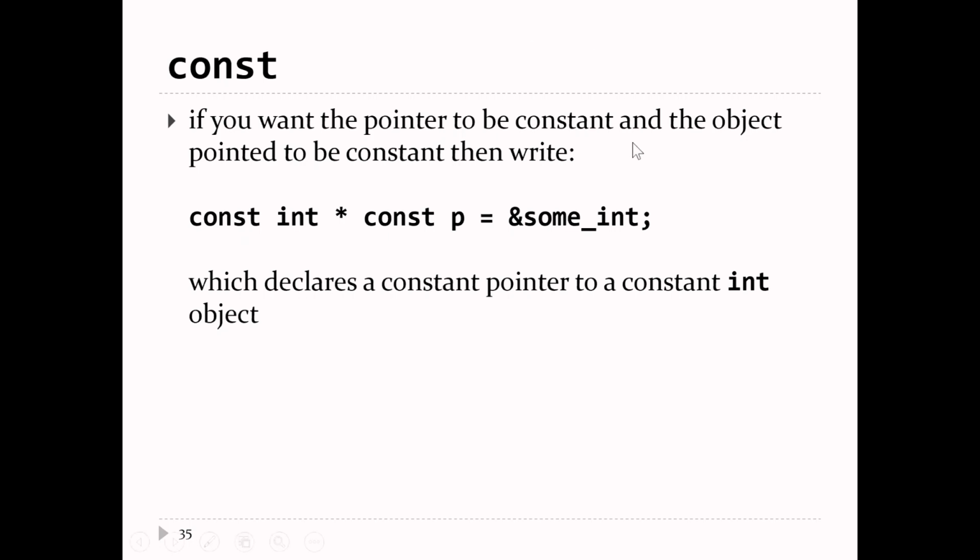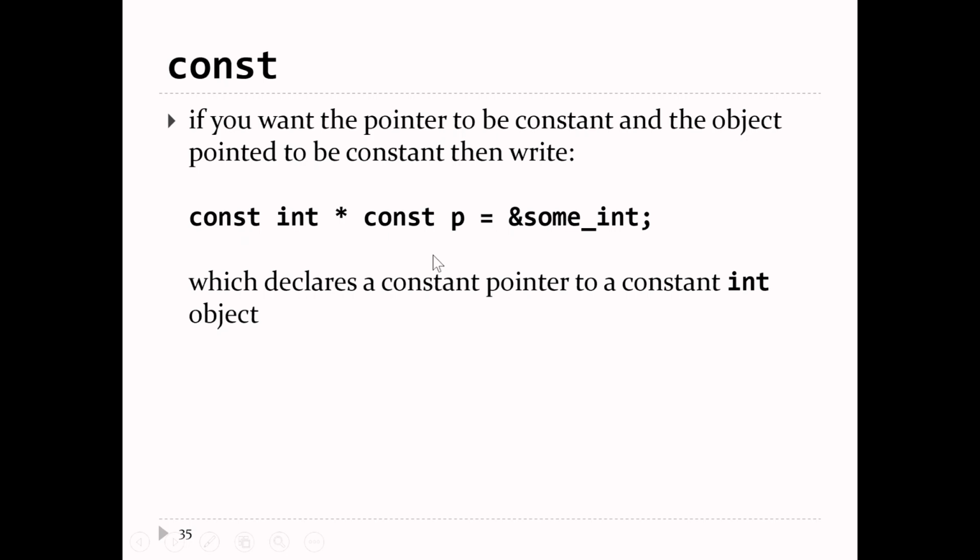If you want the pointer to be constant and the object pointed to be constant, then you have to combine, and you need two consts. So const int star const p. How do you read this? P is a const pointer to a const int value. In other words, you're sort of reading it from right to left. There's no example here. So here, I can't change p, and I can't change whatever some int is either. If you try to do either of those things, the compiler will flag that as an error.